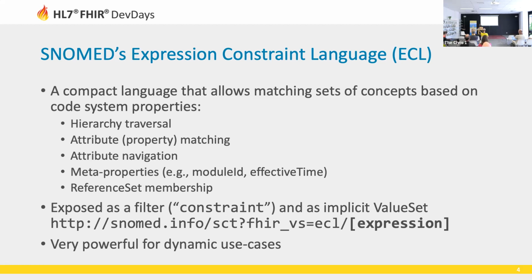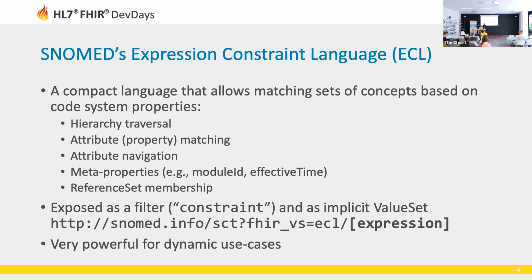solution space. And this is exposed in FHIR at the moment through two mechanisms. One is the filter property called constraint. So in a value set definition, you can say include filter equals constraint operator equals, and then the value is an ECL expression. The other way you can get access to this is through an implicit value set. So you see here, this sort of syntax. This is identifying an implicit value set, and you just drop your ECL expression in here.